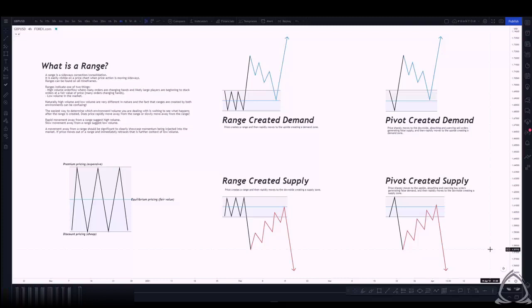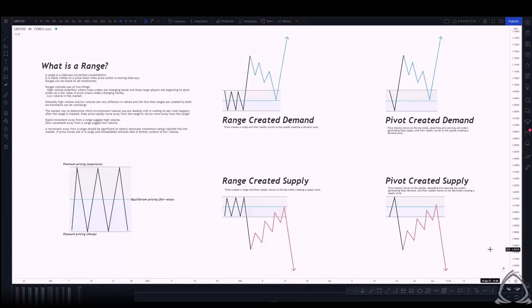The first thing to really understand is what a range is on a price chart. So a range on a price chart is simply a sideways correction or consolidation where you see price moving basically to the right side of the chart. It's not really moving in any direction up or down. It's moving sideways. It's very easily visible on any price chart. You'll know when price is consolidating and moving sideways.